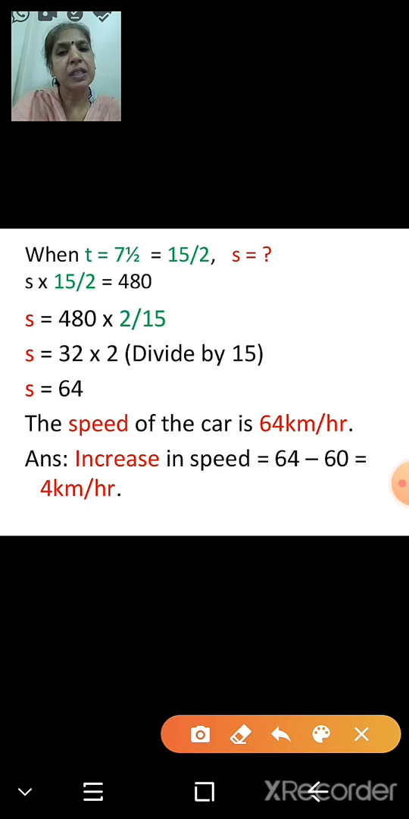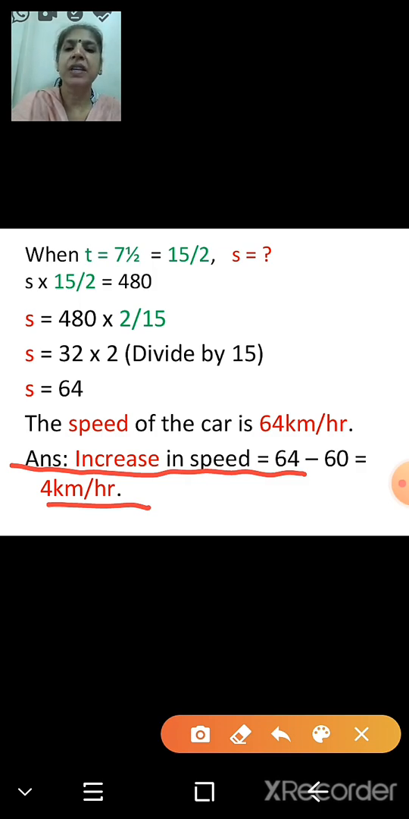But have they asked the speed? No, they have asked the increase in speed. Earlier the speed was 60, now it is 64. So the increase in speed, what we have to do? Subtract. 64 minus 60 is equal to 4 km per hour, and the unit is kilometer per hour. So the answer we have to write in a statement: increase in speed is equal to 64 minus 60 is equal to 4 km per hour.